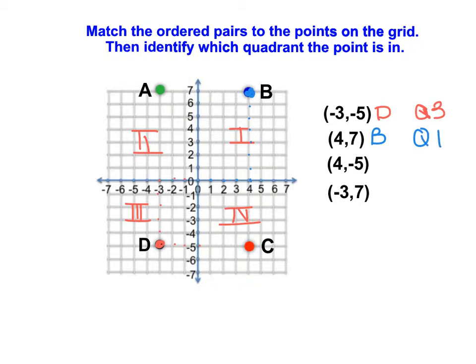Then I move on to the next point, and I see x is 1, 2, 3, 4. And y is 1, 2, 3, 4, negative 5. So here I can see, okay, y is negative 5, x is 4, occurs at point C, and that's in quadrant 4. And then from here, the last one, x is negative 1, 2, 3, and y is a positive 7. So 1, 2, 3, 4, 5, 6, 7. So that's point A, and that is in quadrant 2.